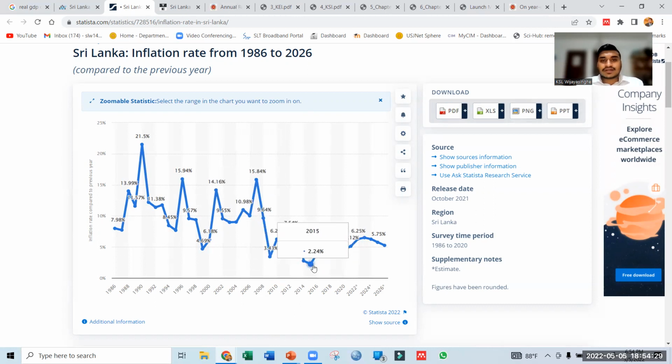And the lowest has become 2.24 in 2015, where actually we had a new president in that year. So that was the year where from Mahinda Rajapaksa we went to Maithripala Sirisena. So it can be due to economic reasons, but you see, inflation is something which happens over a result of a number of years. So you see this 2.24 has been a reason. From 2012 onwards, there has been a drop.